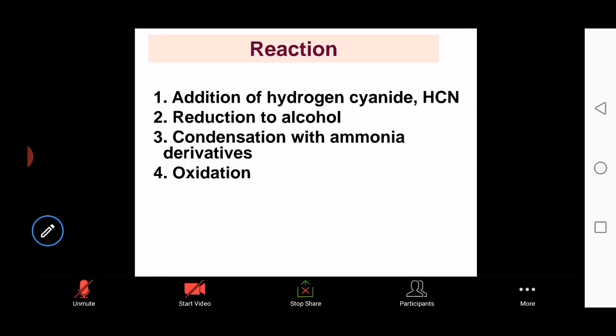And then next is the reaction. Okay, so this reaction involves aldehyde and ketone. So it has 4 reactions untuk aldehyde dan ketone. Tadi 3 reaction untuk prepare aldehyde ketone, but these reactions involve aldehyde dengan ketone. So the first one is addition of hydrogen cyanide and then reduction to alcohol. Okay, maksudnya untuk nombor 2 tu daripada ketone ataupun aldehyde kita reduce by using reducing agent untuk produce alcohol semula. And then number 3, condensation with ammonia derivative, and number 4 is oxidation.